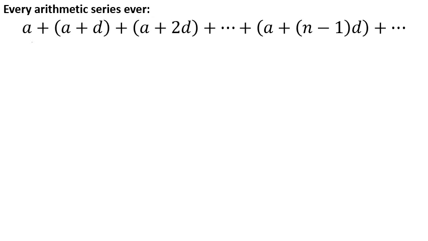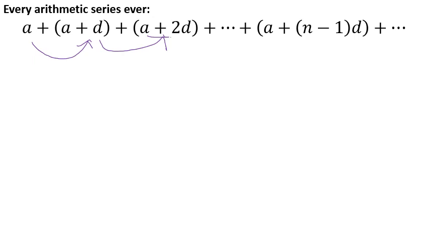So if the first term is a, the second term will necessarily be a plus d. And term number 3, because you've added d one more time, you've added d twice because you started at the first term and you haven't had any common differences at that point because the first term is just a, but you've added d twice to get to the third term, so now you have a plus 2d.